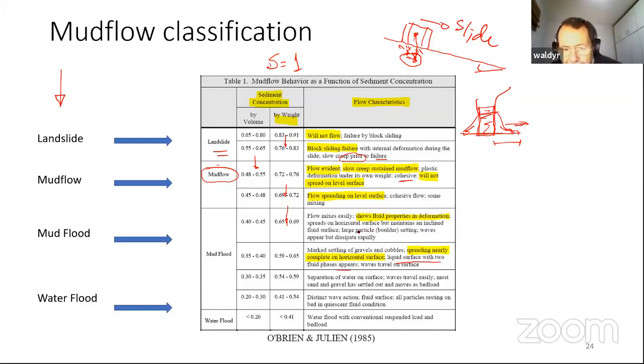Oh, sorry, I'm here first. It says that it spreads on horizontal surface, but maintains an inclined fluid surface. An inclined fluid surface means that you will have shear strength on this material. So this liquid.